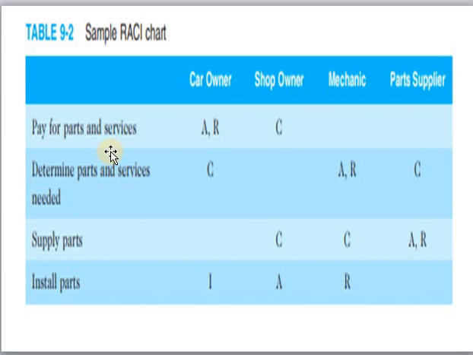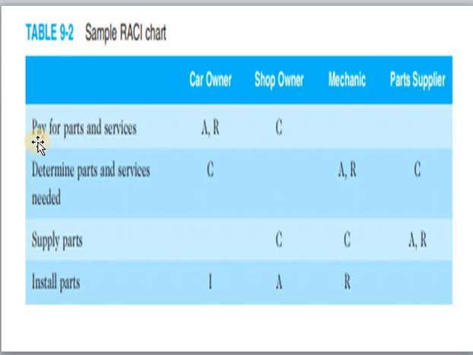So according to this diagram, we can see that there are a number of activities. 1 is pay for parts and services. 2, determine parts and services needed. 3, supply the parts. And 4th, install the parts. Basically, we are considering an example of a car repairing shop in which the main roles are car owner, shop owner, the mechanic, and the part suppliers.